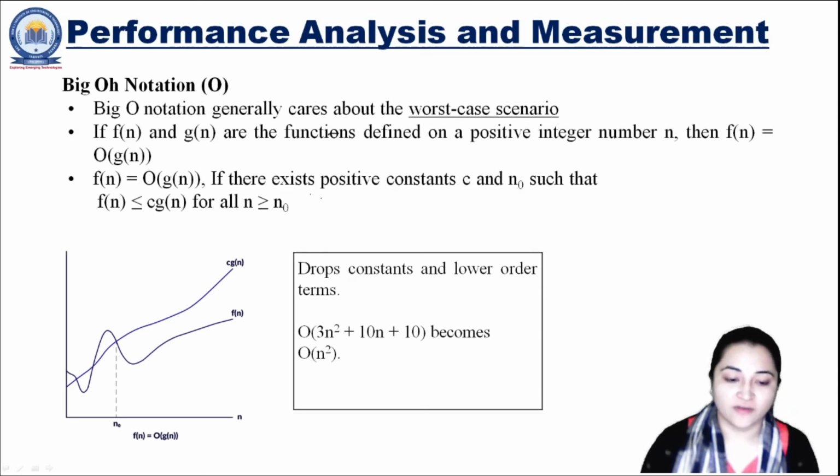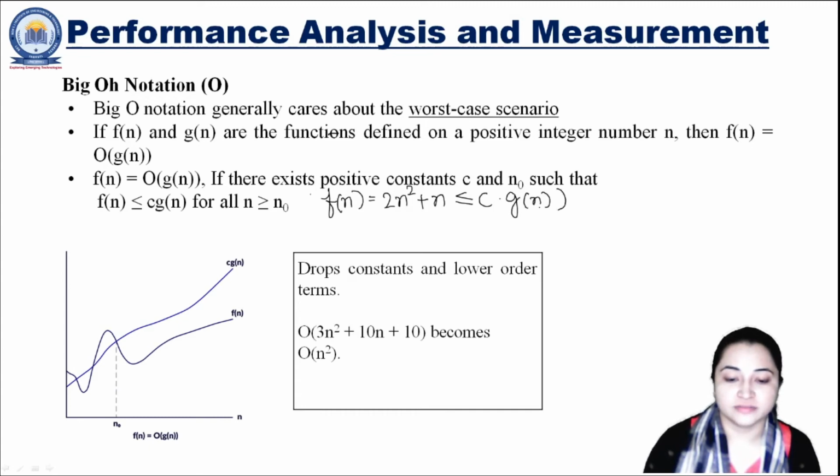Suppose we have found the frequency count of an algorithm as 2n square plus n. Now if you want to express this in terms of g of n function, then this should be less than or equal to some constant times g of n. As shown in the graph, g of n grows faster than f of n, meaning the value of g of n should be greater than this f of n. So how do we find the value of constants c and n0 such that this condition will always be true?